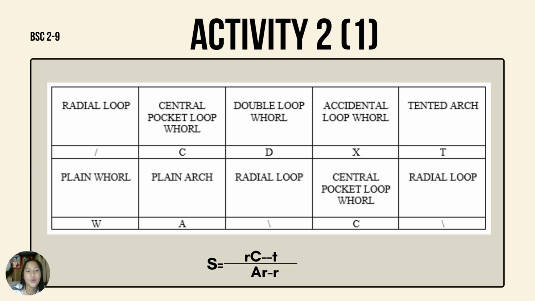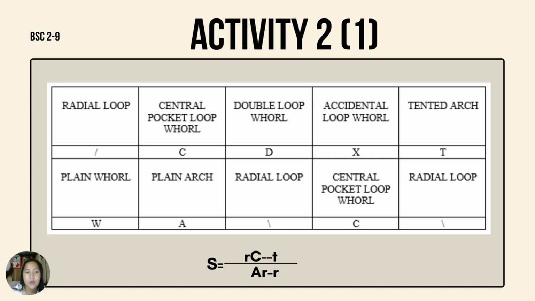Then we proceed to get the symbols for the other patterns. For finger 1, radial loop is included in our rat, so it has a symbol, letter R in small letter. Next, double loop whorl is not included in our rat, so it should be a dash. Accidental loop whorl is not included, so it should be a dash. And tented arc is included in our rat, so it is placed there with the symbol T in small letter.